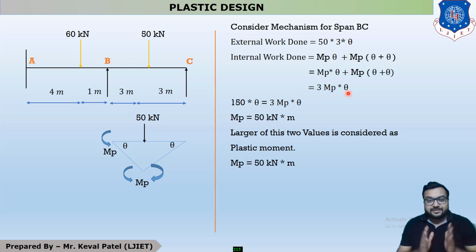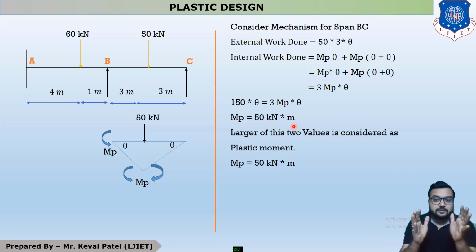Now your external work done is in the form of theta, and internal work done is also in the form of theta. After putting in all these values, we equate both. You can see that 150 theta is equal to 3 MP theta. After solving this equation, your answer for MP is 50 kilonewton meter. So this is your answer number 2.